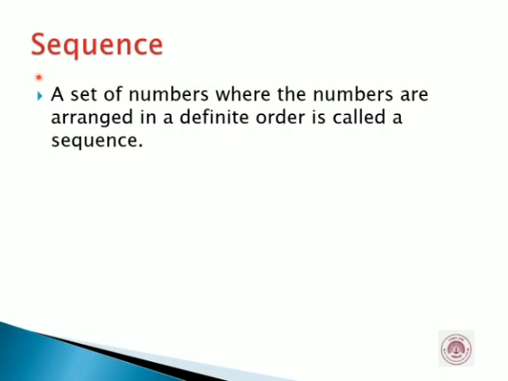Sequence. A set of numbers where the numbers are arranged in a definite order is called a sequence. Example: 1, 4, 9, 16, 25, 36, etc.